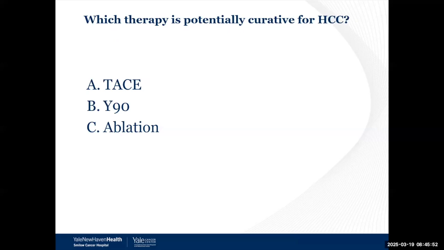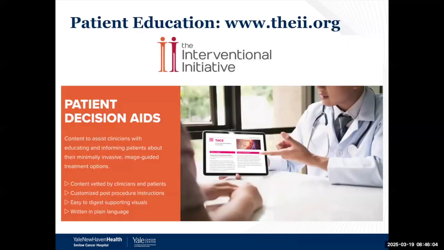Which therapy is potentially curative? TACE, Y90, or ablation? Ablation. Yeah, exactly. You have the safety margin, and this is a very early stage disease, so you can cure with that. Okay, this is a good patient education source. The Interventional Initiative has a very patient-friendly explanation of all of the locoregional therapies, including IO, and is very helpful for patients. I have those brochures in my clinic and hand them over to patients. It answers a lot of their questions. I recommend that you print them out as well for yourself.